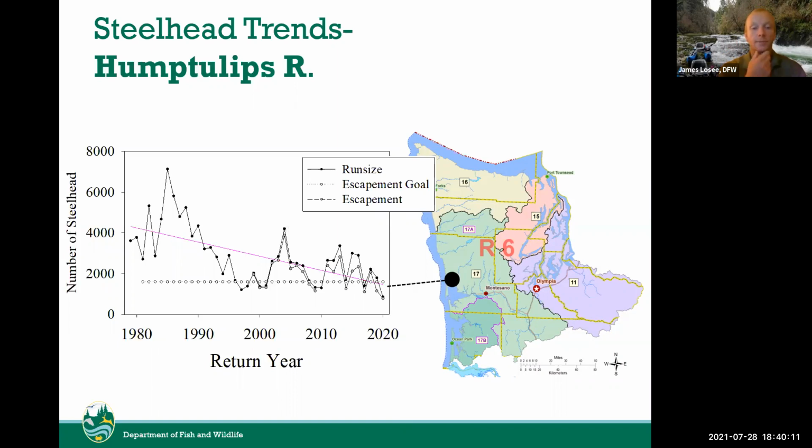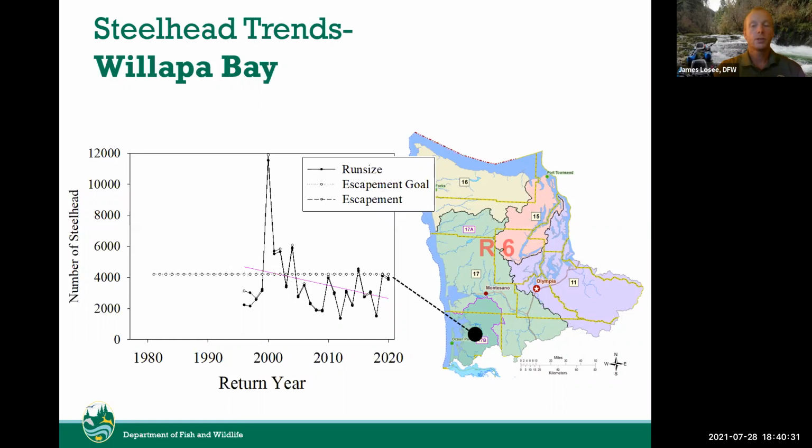Now we're looking at the Humptulips. You can see we've got a few different peaks. Again, the high abundance periods are not as strong as they used to be. And you can also see this declining trend. With the Humptulips, we've also seen this situation where the last couple of years we haven't met escapement. If we look at the Willapa here, we don't have the same time series we do in other places, a fewer number of data points, but you can see a similar negative trend and a recent uptick in the last couple of years.